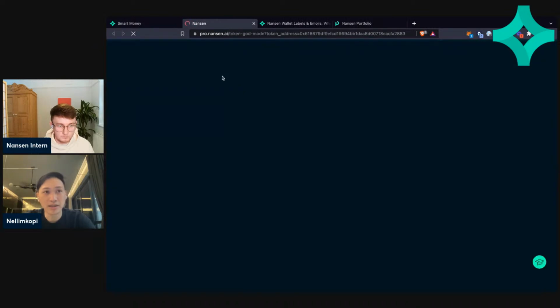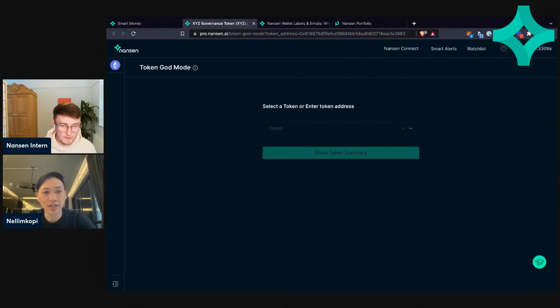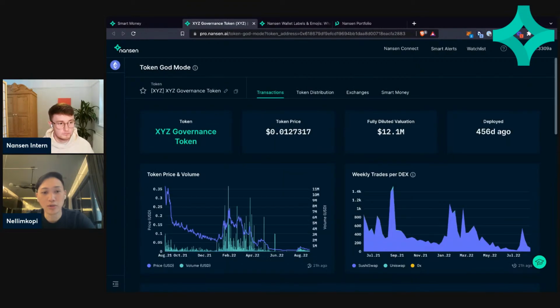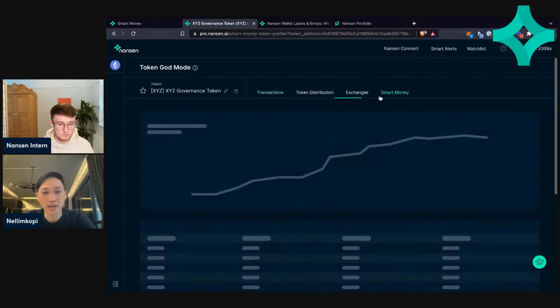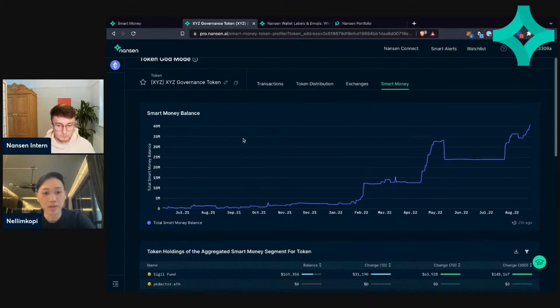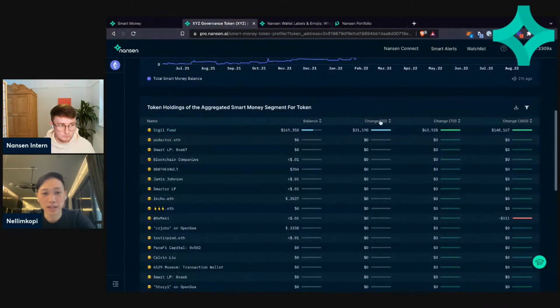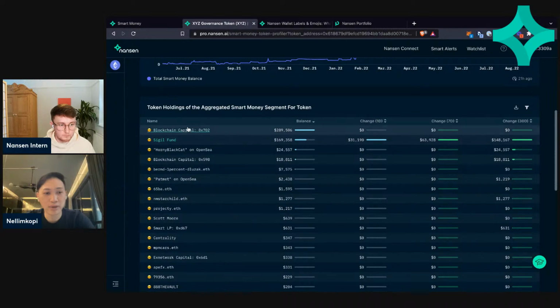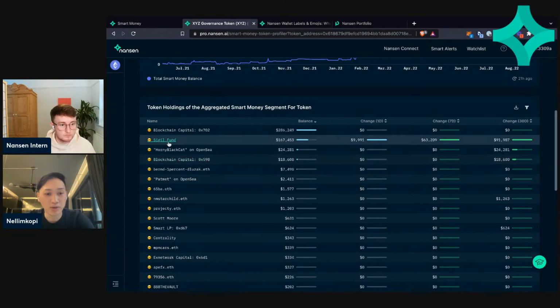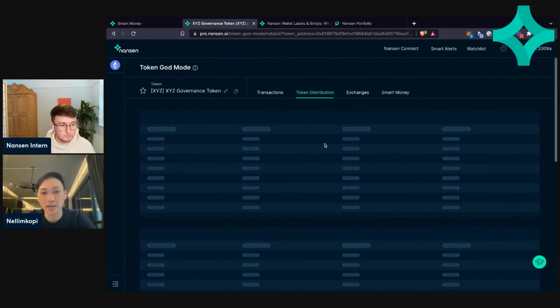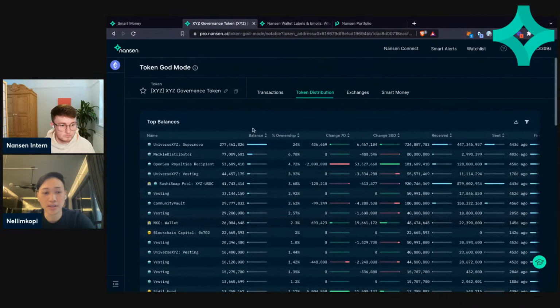And that basically helps you not only discover projects, but also kickstart your due diligence process, right? Looking at smart money for this XYZ token, right? Who are the largest holders, right? Which smart money are in on this? So you can see a couple of Blockchain Capital here, right? Sigil Fund, which we saw earlier, right? And start digging through, start doing your research. What is the unique ownership for this token, stuff like that.